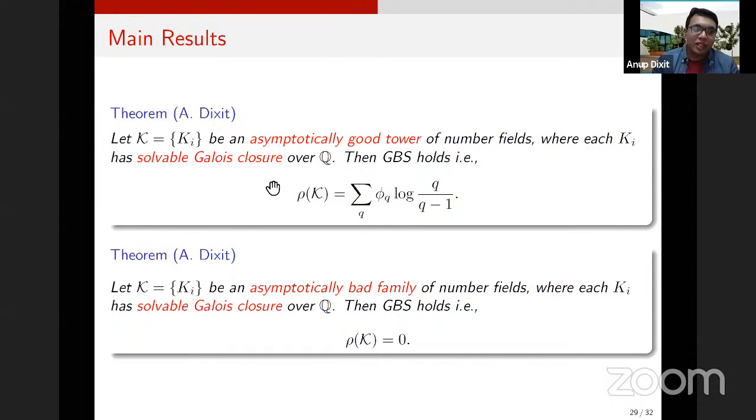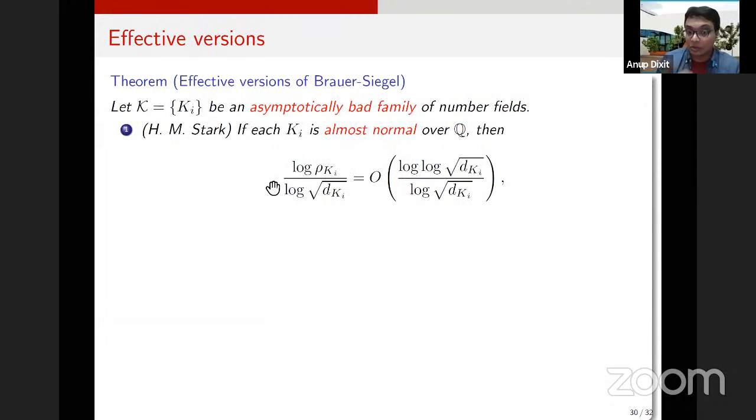For example, if you look at this family where you keep on adjoining, let's say, Q adjoined with the cube root of 2, then the cube root of 3, cube root of 5, and so on, then that will give you a tower of number fields where at each step you will have solvable Galois closure. So there are examples which were not known earlier, where we get the Brauer-Siegel theorem.